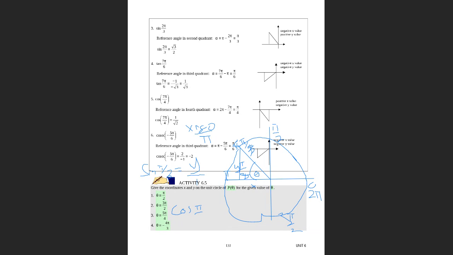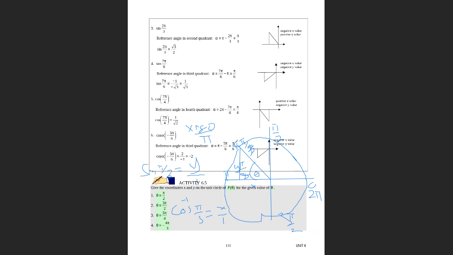What is the coordinate for x and y for number 3? It was negative root 2 over 2 and negative root 2 over 2. So it's going to be cos pi over 3 equals x over 1. Don't let us forget that in the second quadrant, cos is negative.